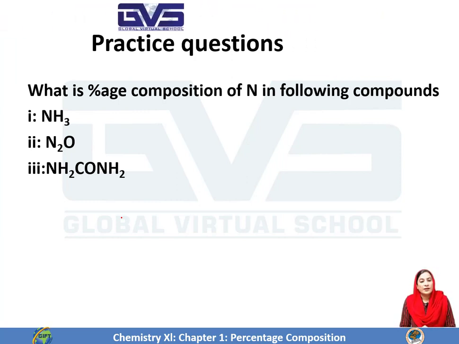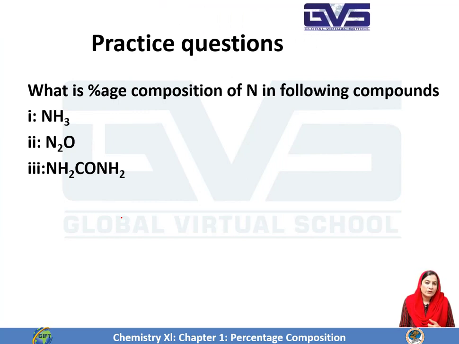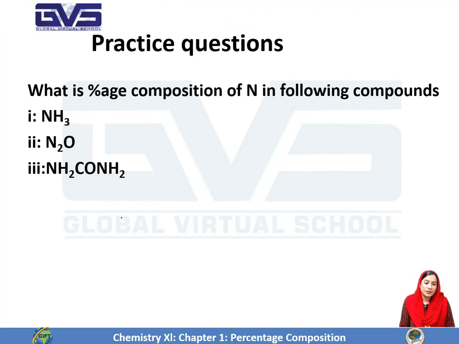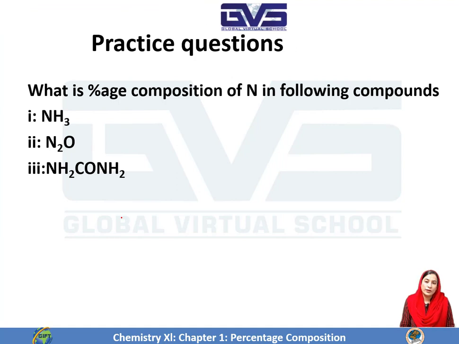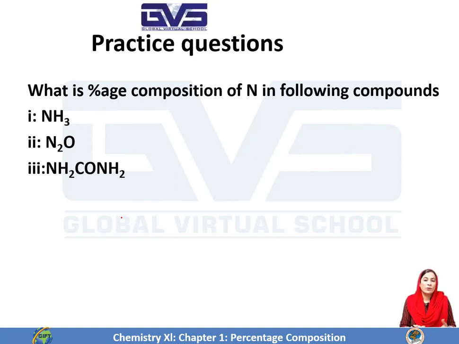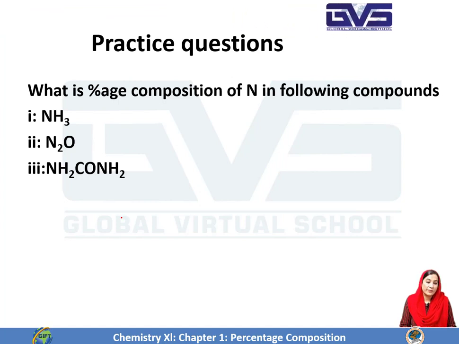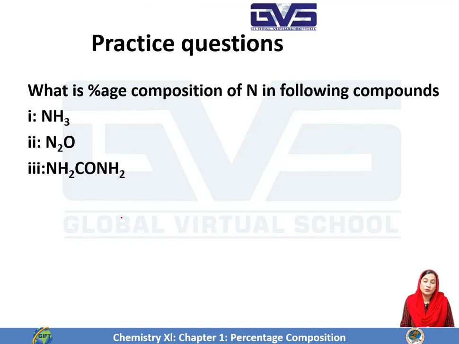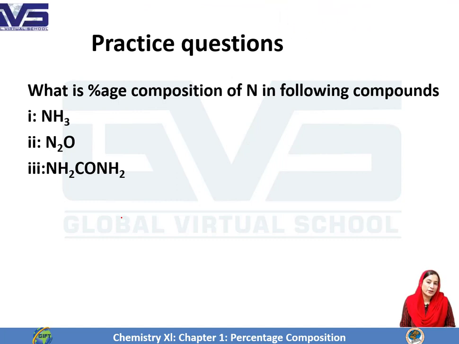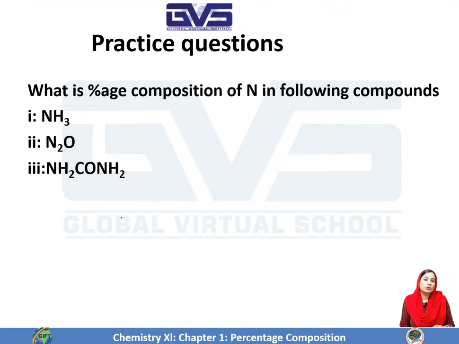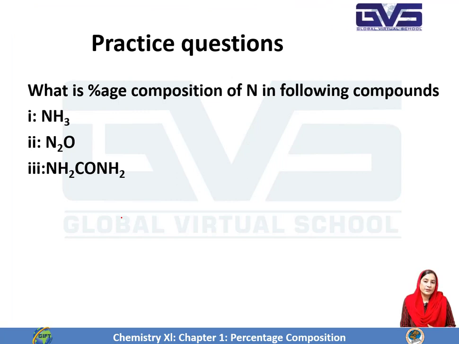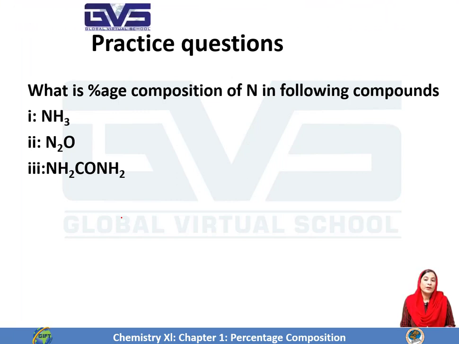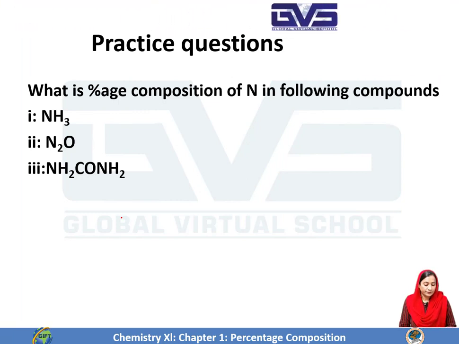A question can even be asked like: calculate the mass of carbon in NH2CONH2. So calculate the mass of carbon. It is not always that you will be asked about the percentage of nitrogen. You can be asked about the percentage of oxygen, you can be asked about the percentage of carbon, you can be asked about the percentage of hydrogen. So basically you know how to calculate the percentage composition of an element, and I'm sure this is now clear.